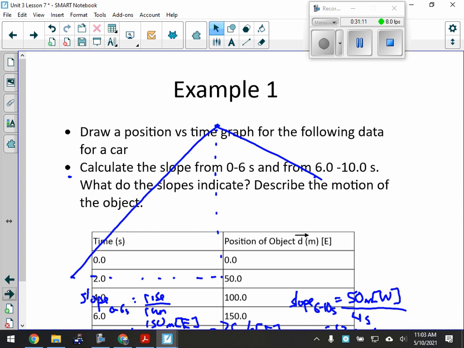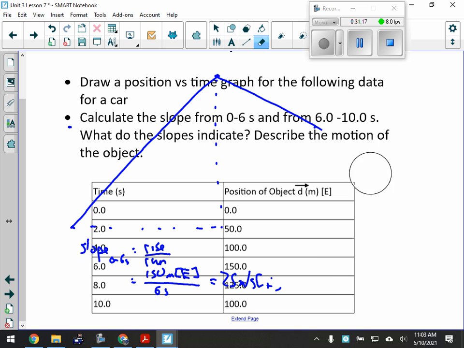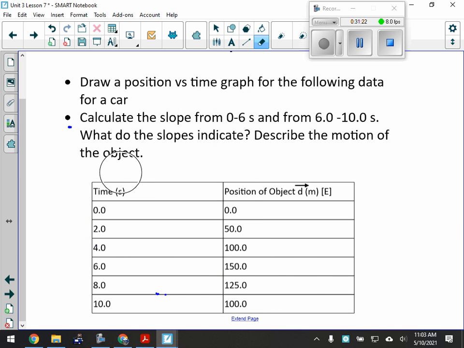And here we go. Okay. So we need to draw a displacement versus time graph. And here are our numbers, and we got some information that goes with this. So what I want you to do right now is, as you can see, you have the same information as on your sheet there.